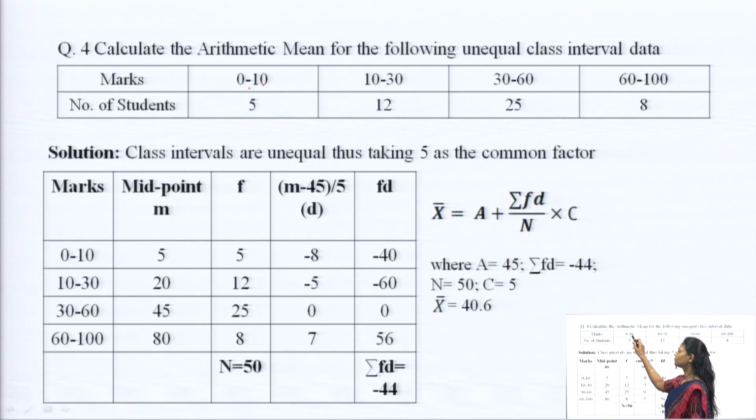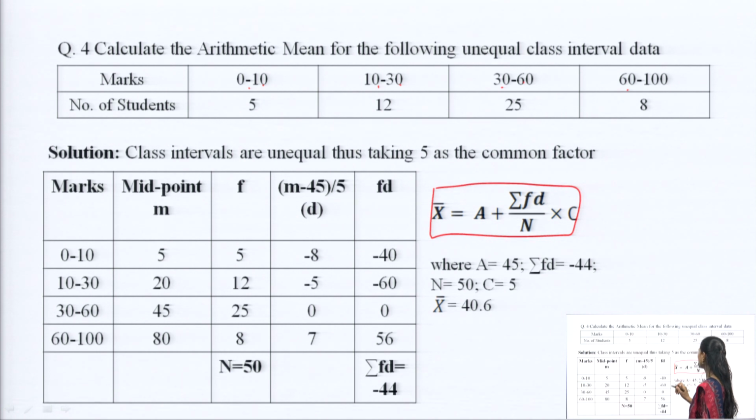For example, 0 to 10 the difference is 10, 10 to 30 the difference is 20, 30 to 60 the difference is 30, and 60 to 100 the difference is 40. So, this is the unequal class interval. In order to find the arithmetic mean, the formula we are supposed to use is x bar is equal to a plus summation fd whole over n into c.